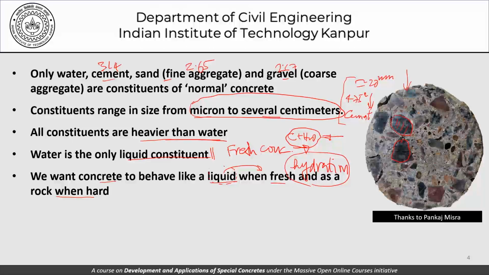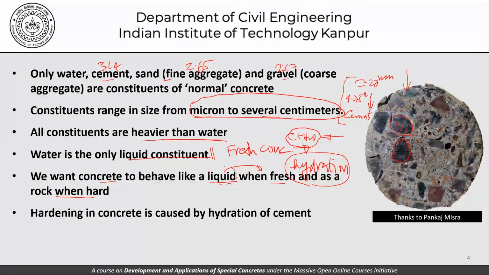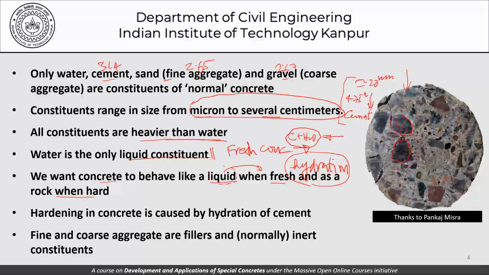Hardening is caused by hydration of cement. That's what I just talked about. Fine and coarse aggregates are fillers and are normally inert constituents. So as far as this concrete is concerned, the only thing which we need to bother about as far as the chemistry is concerned is largely the cement and water. But as far as other properties are concerned, of course, we are concerned with the properties of coarse aggregates, not only the densities, but the size distribution, the shape, and so on.